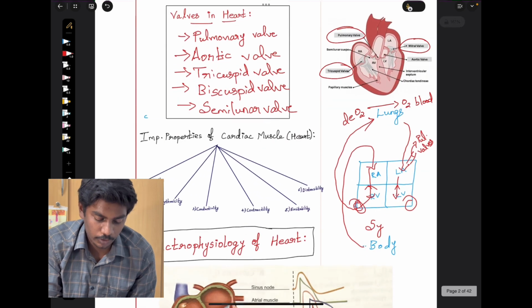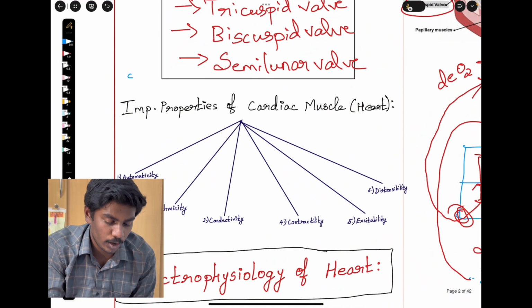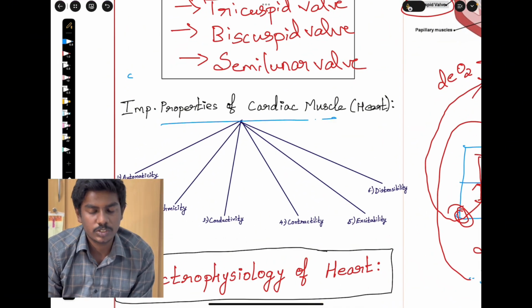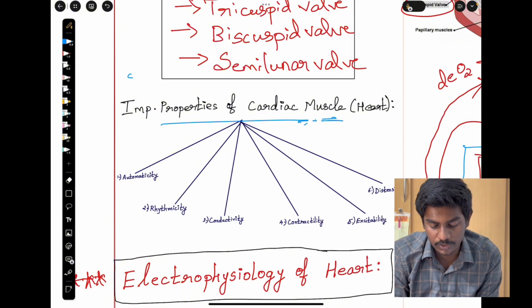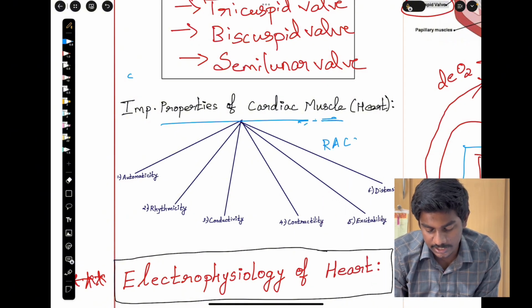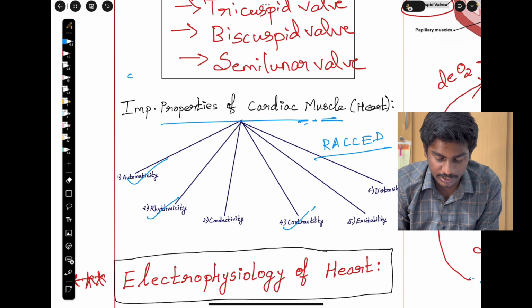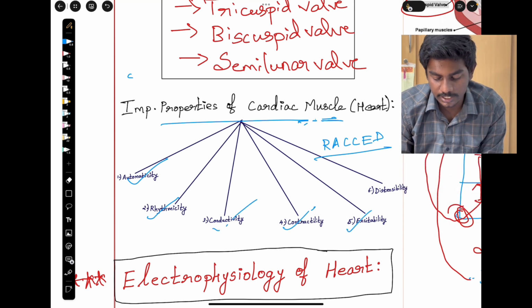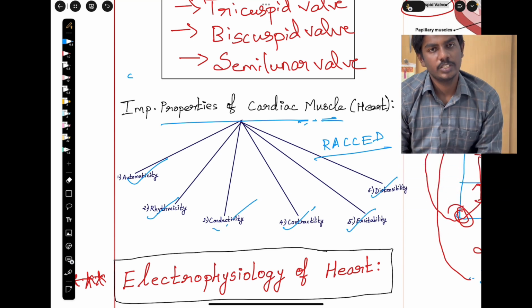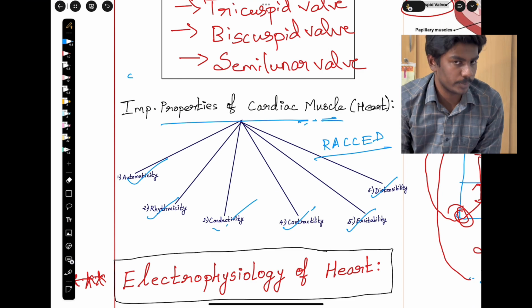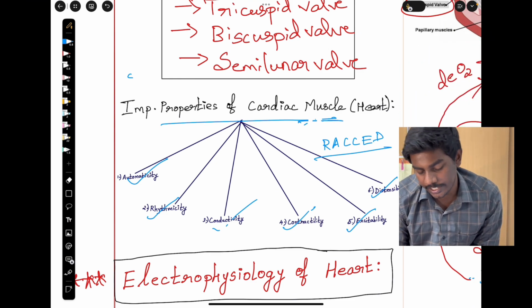Okay. Now we are going to see about the important properties of cardiac muscle. It has a mnemonic, RACCED: Rhythmicity, automaticity, contractility, conductivity, excitability, distensibility. So these are the important properties of heart muscle, or cardiac muscle.